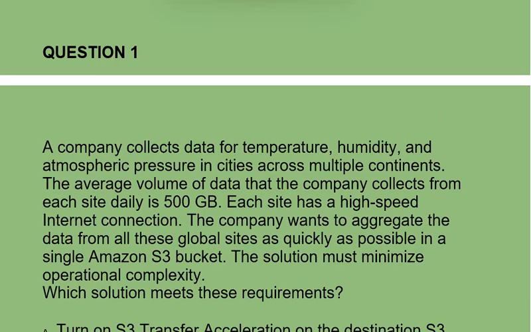Question is, a company collects data for temperature, humidity and atmospheric pressure in cities across multiple continents. The average volume of data that the company collects from each site daily is 500 GB. Each site has a high-speed internet connection. The company wants to aggregate the data from all these global sites as quickly as possible in a single Amazon S3 bucket. The solution must minimize operational complexity. Which solution meets these requirements?